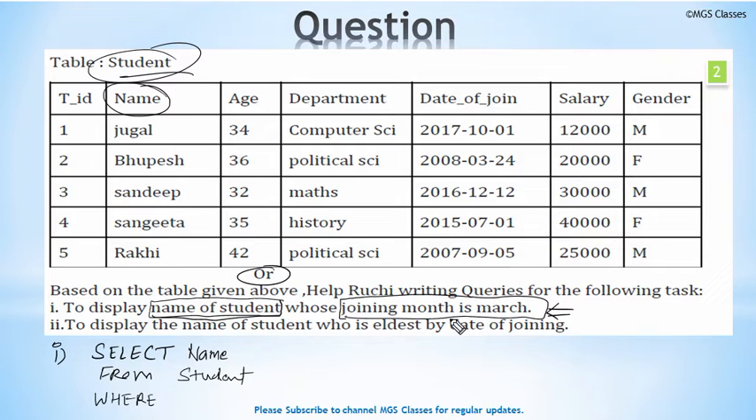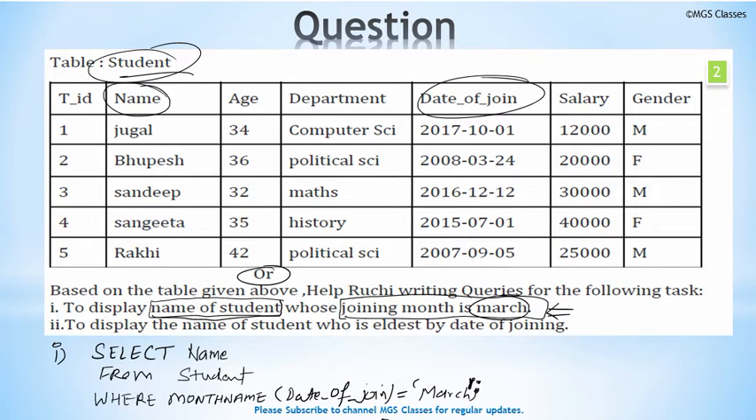Joining month is March. Joining month is March means you should know that the month name function is basically used to get the month name from this date of joining. So I am applying month name on the column date of join, and then it should be equal to March. So you will write MARCH here.